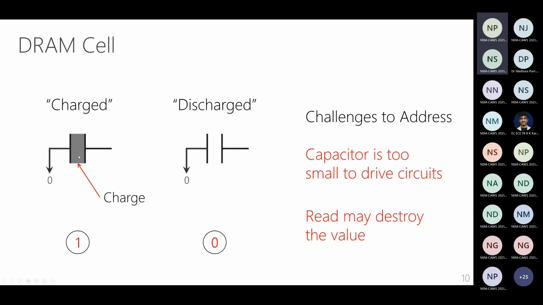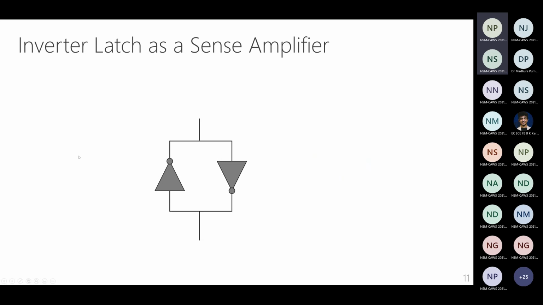So to address these two challenges, we are going to use the inverter latch that we described a few slides ago as what we call a sense amplifier. So let's see how this inverter latch can be used. We are going to have an enable signal to both these inverters.